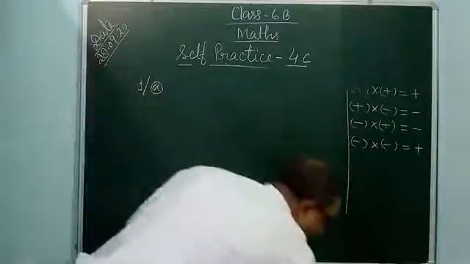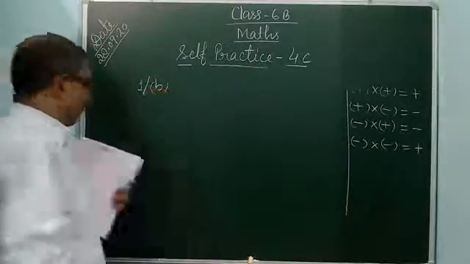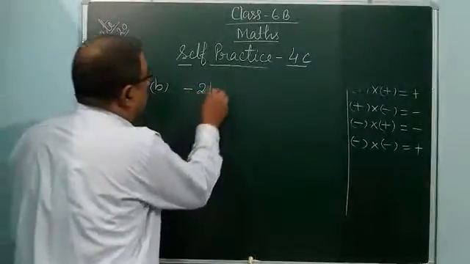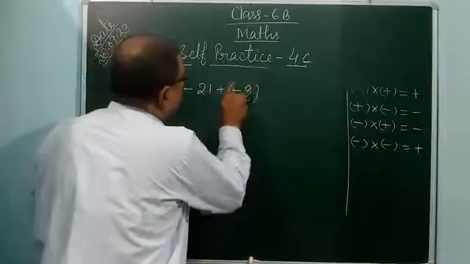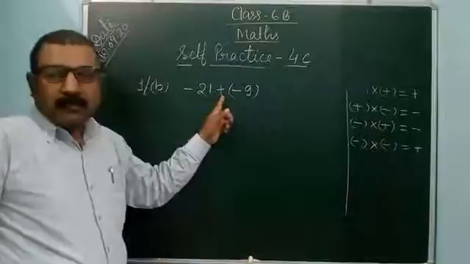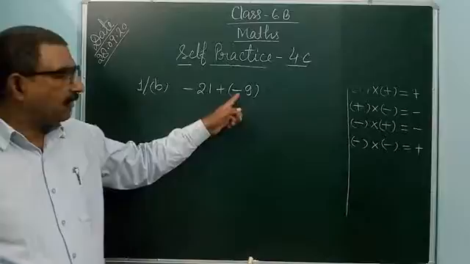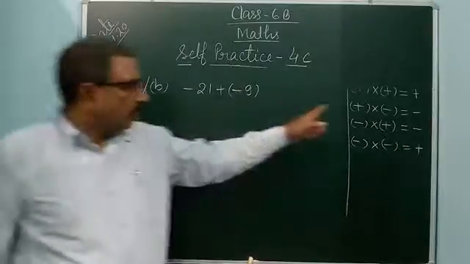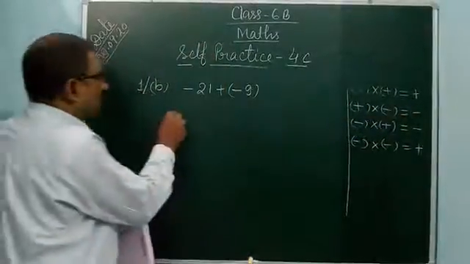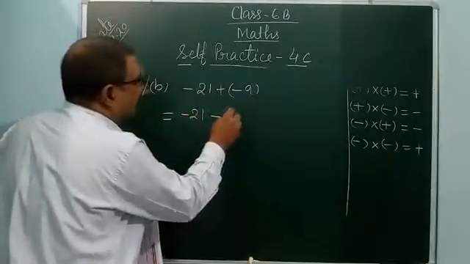Question number B. Minus 21 plus minus 9. You can see here it is a bracket. Outside the bracket it is given plus, and inside the bracket it is given minus. So you can multiply plus by minus. Plus multiplied by minus, the result will always be minus. So in this way, this is minus 21 and the result will be minus 9.